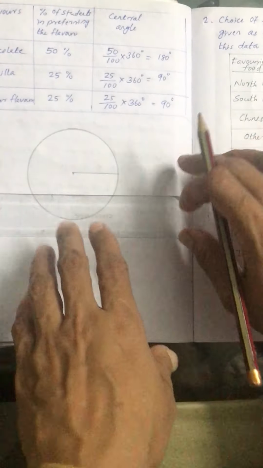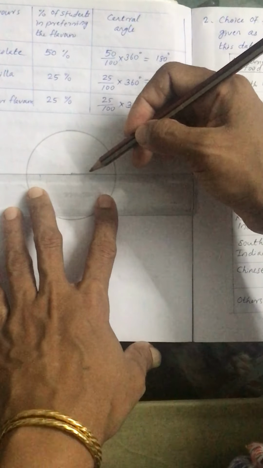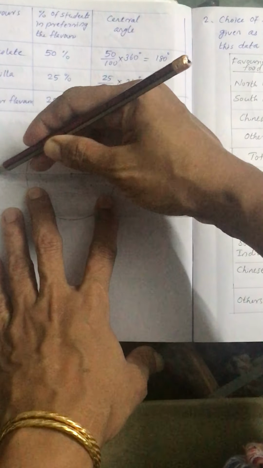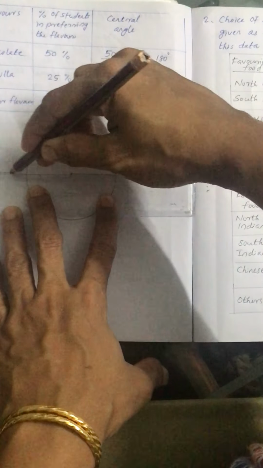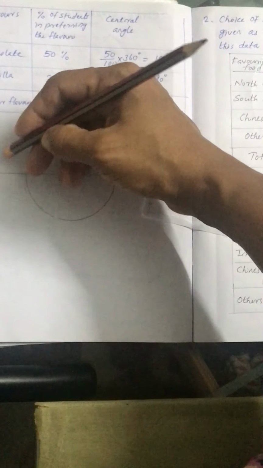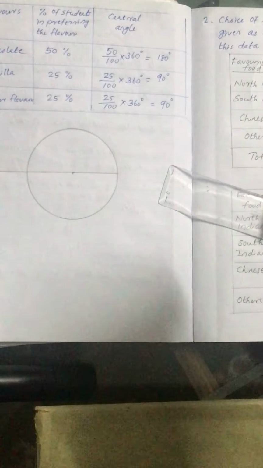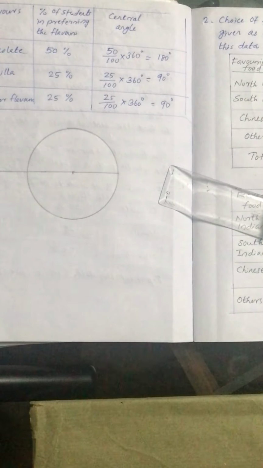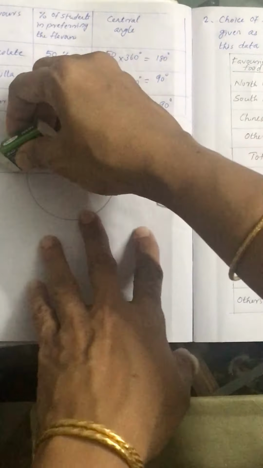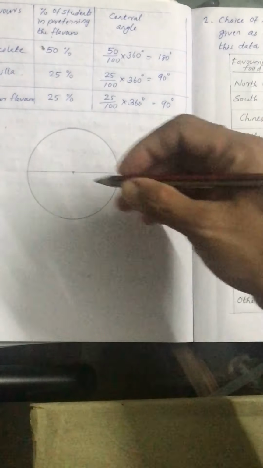After that we can join that point to the center. This is the point we got. After that we join here. This line is only for drawing. No need of this line, that we can avoid. After that, with that center we want to find out. Now we got this 180 degree.